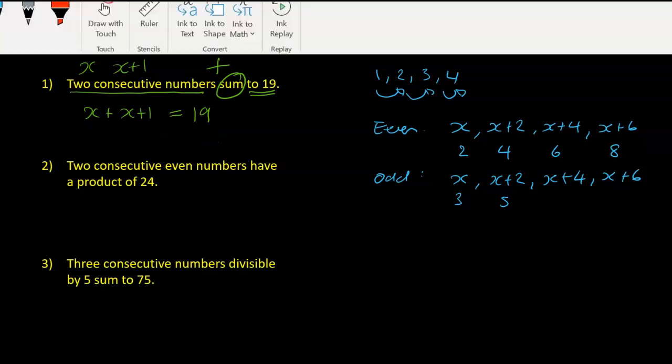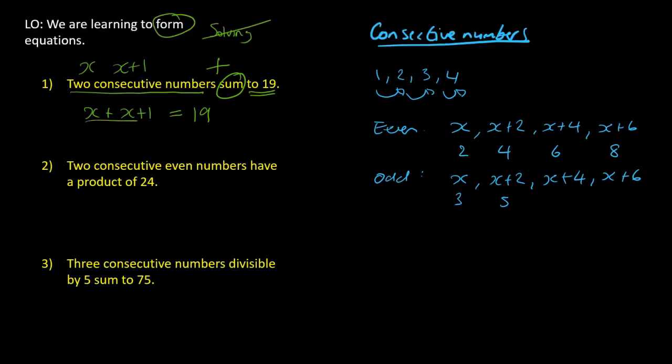We can then actually simplify the equation. So if you have a look at these two x's, if you add them together, that will become 2x. And then we've got the plus 1, and we know that is equal to 19. And that there would be our equation for two consecutive numbers that sum to 19.